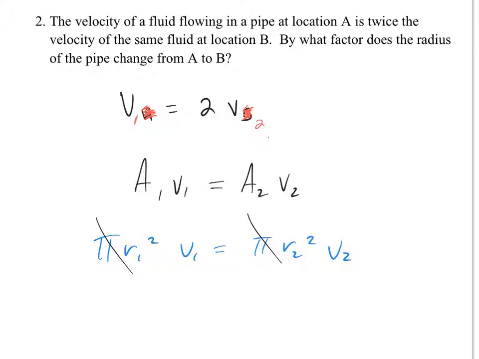Now, we know that the first velocity is twice the second. So what can I do? What can I replace this with right here? What can I replace V1 with? By definition, by the first thing we wrote down. V1 is equal to what? 2V2. So I replace that with the 2V2 there.